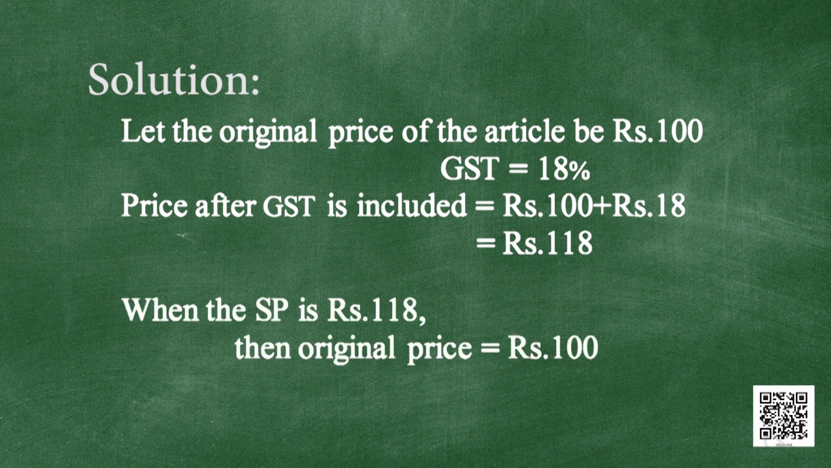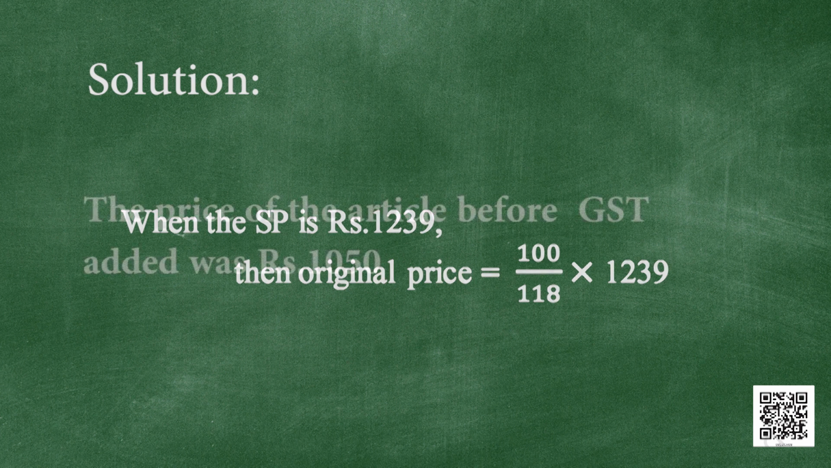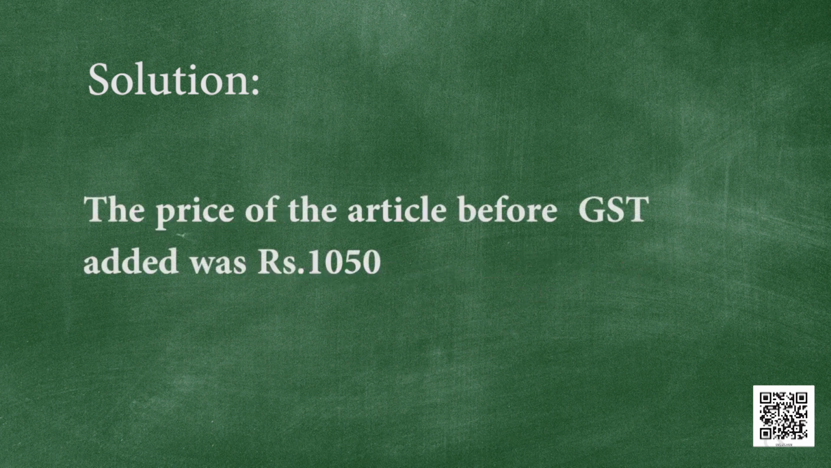When the selling price is rupees 118, then the original price is rupees 100. So, when the selling price is rupees 1239, then the original price is given by 100 divided by 118 multiplied with 1239. On simplification, we get this as rupees 1050. Students, therefore, the price of the article before GST was added is equal to rupees 1050.